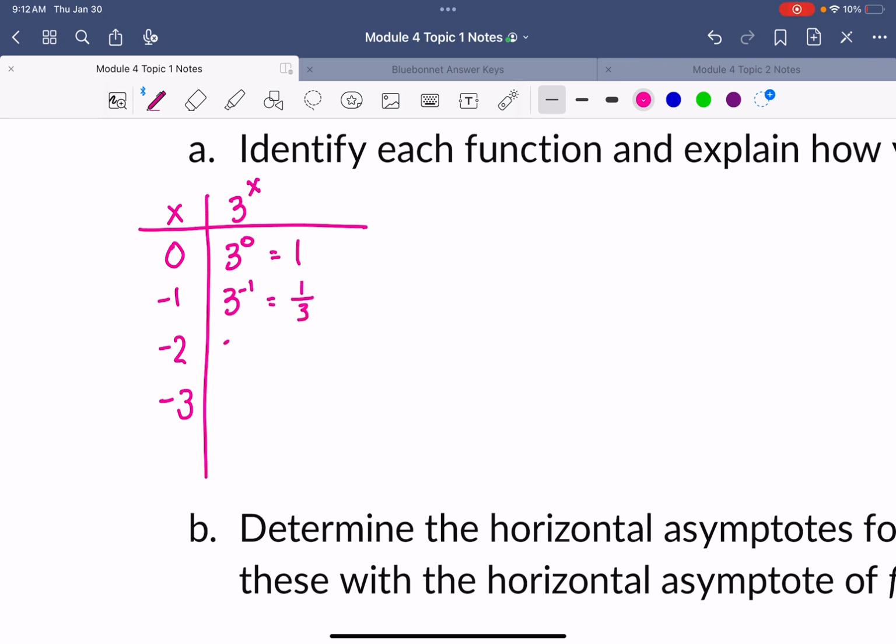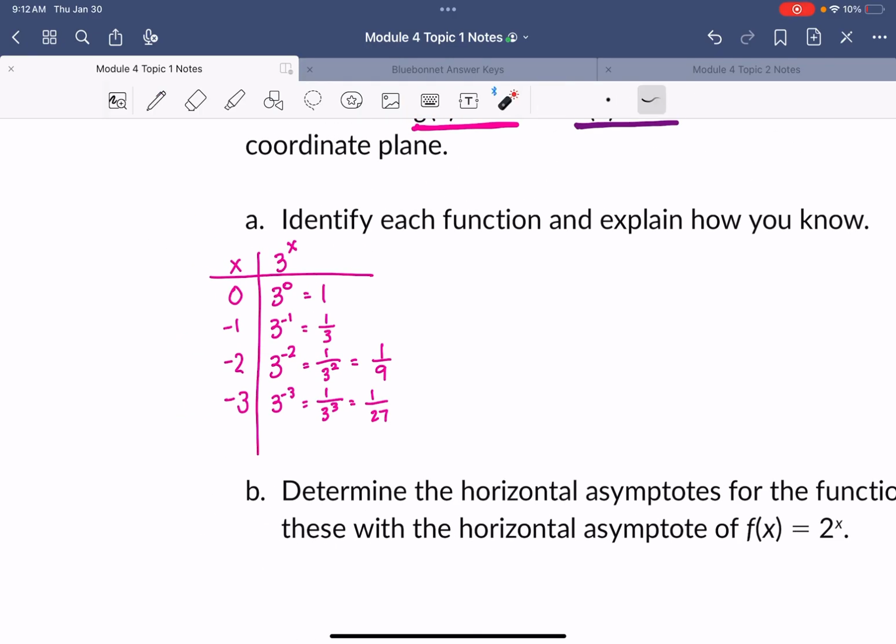Okay, so then this would become 3 to the negative 2 power. That would become 1 over 3 squared. 3 squared is 9. So I need something that's 1 over 9. And then here, 3 to the negative 3 power is going to be 27. So 1 over 27. Okay, so let's find points on our graph.